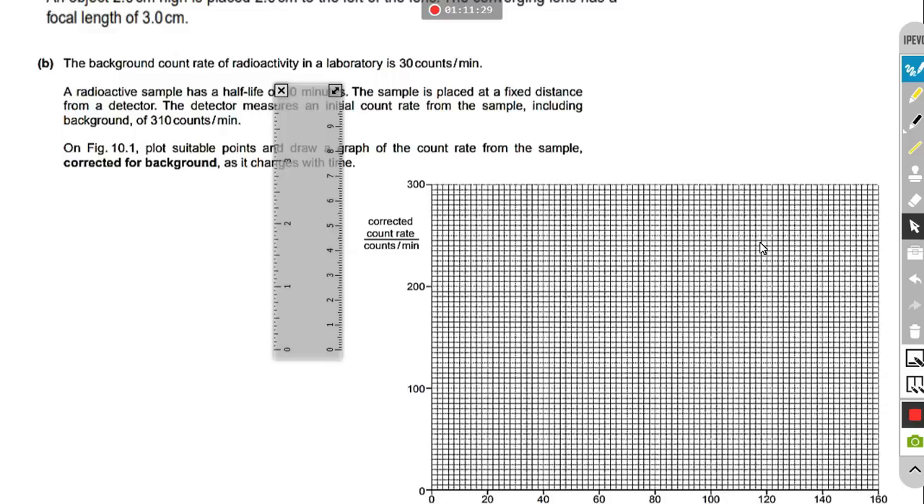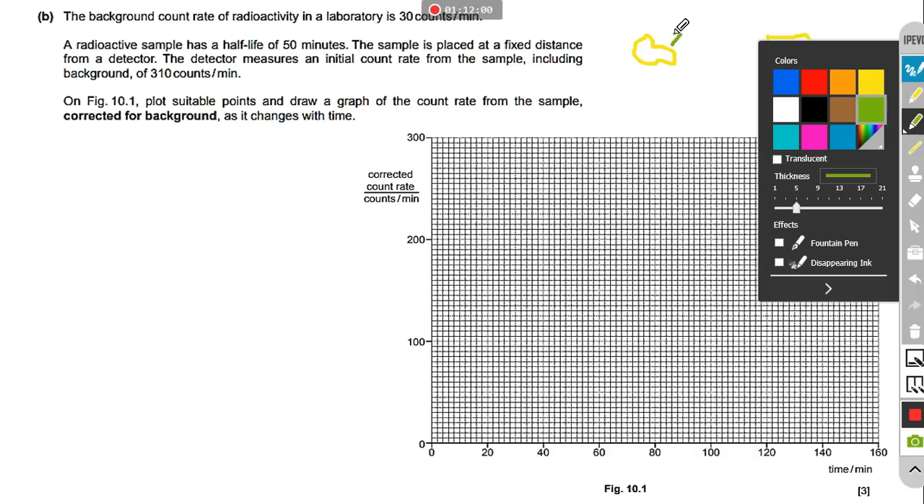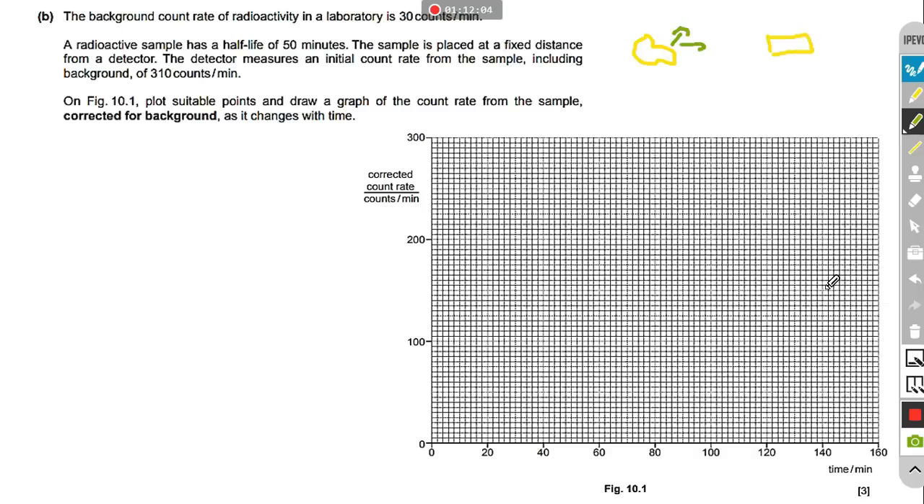Alright, so that's it. Last thing is just to practice how to do the graphs. So here you have the background count rate in a lab is 30 counts per minute. A radioactive sample has a half-life of 50 minutes. The sample is placed at a fixed distance from a detector. So let me draw the scenario. We have a sample, radioactive, emits radiation, and then you have a detector. And the sample is just radiating in all directions. Radiation hits the detector, which records it.